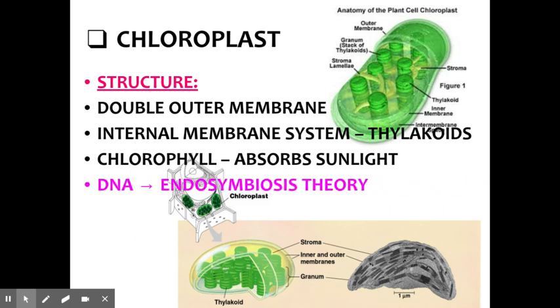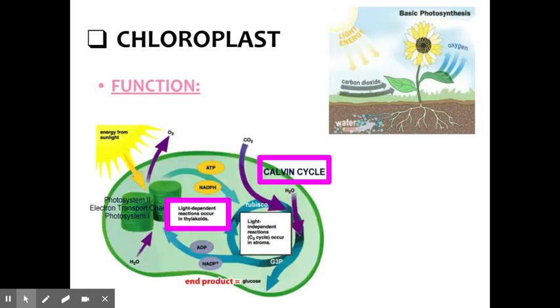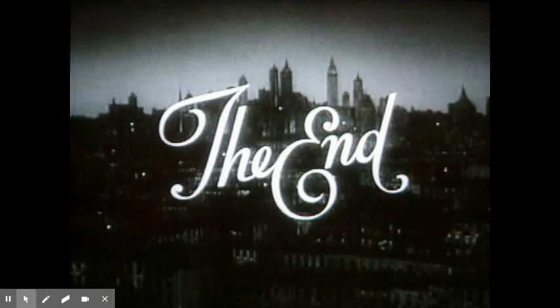Chloroplasts also have their own DNA, which is part of the endosymbiosis theory, the idea that chloroplasts may have been their own little prokaryotic cell and were then engulfed by larger eukaryotic cells and just became a part of it, got copied, and now all plants have chloroplasts. The function of the chloroplast is to perform photosynthesis. So we're going to take carbon dioxide and water, add a little light energy, and create sugar. Photosynthesis takes place in 2 steps: the light-dependent reactions, which occur on the thylakoids, and the Calvin cycle, which actually generates the glucose. And there you go, the end.